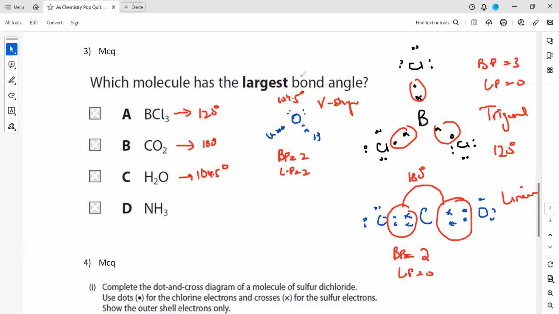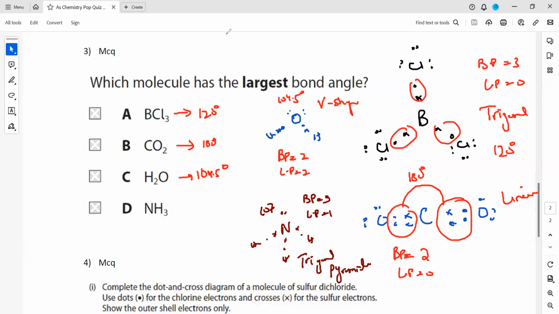And for ammonia, nitrogen shares 3 electrons, one with each hydrogen. So this has three bond pairs and one lone pair. When there are three bond pairs and one lone pair, the structure will be trigonal pyramidal with a bond angle of 107. The 0.5 is not there, 107.